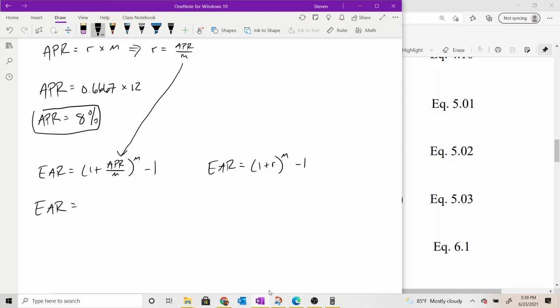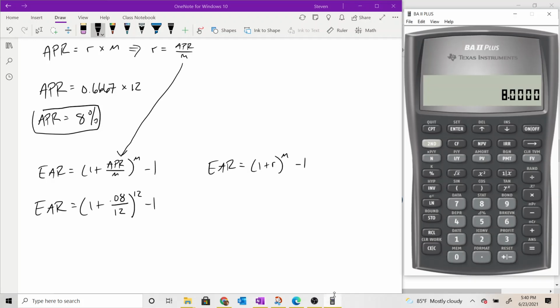So if we're using the EAR formula as it is on the formula sheet, we're going to do 1 plus our APR of 0.08, because now we're doing math with the interest rate, so we need to convert it to a decimal. So 0.08 divided by 12, where 12 is the number of compounding periods per year, or the number of payments per year. Those two are equivalent. And then we're going to raise that to the 12 minus 1.